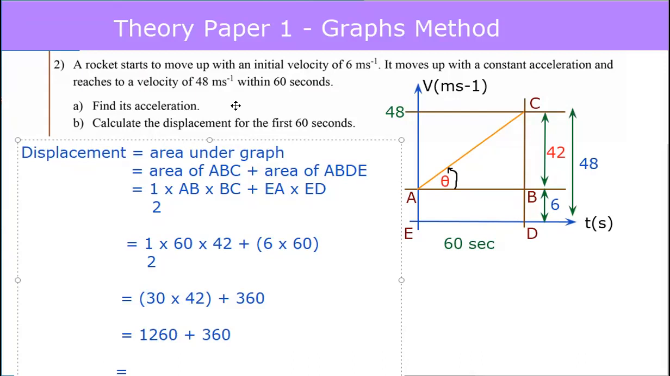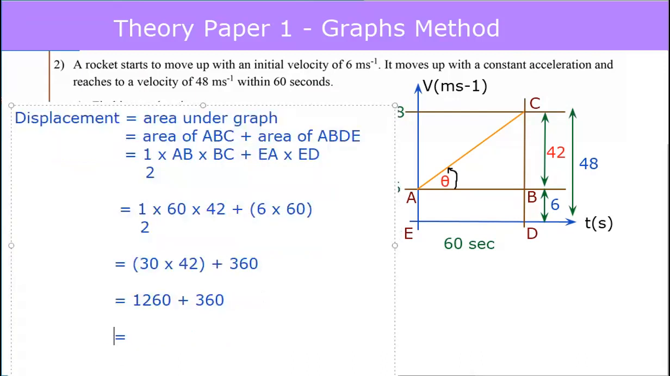So if we add, 0 plus 0 is 0. 6 plus 6 is 12. 1 remaining. 3 plus 1 is 4. 4 plus 2 is 6. And 1 remaining. So this one only will be there. So that is 1620, unit is meter.